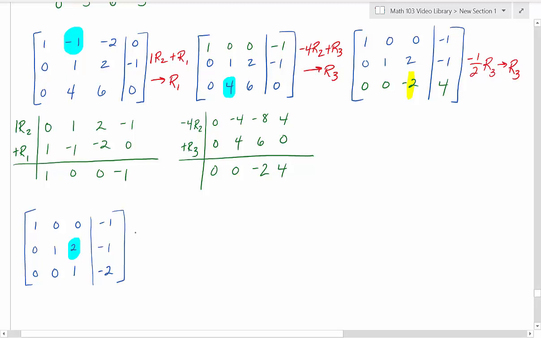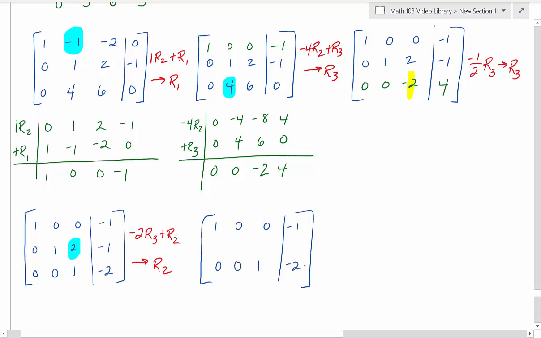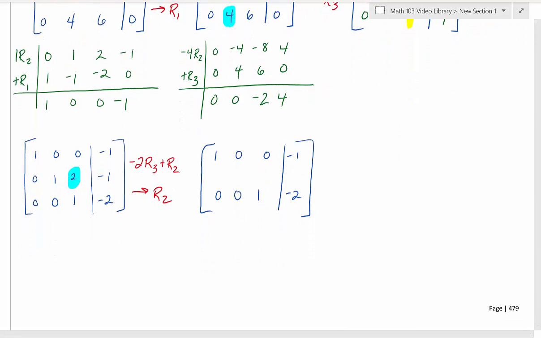Our row operation will be negative 2 times row 3 this time, because that's where the leading one in the third column is. So negative 2 times row 3 plus row 2 for a new row 2. I'm going to write rows 1 and 3 down first. And then do some side work for our new row 2. Do a negative 2 times row 3, adding it to row 2.